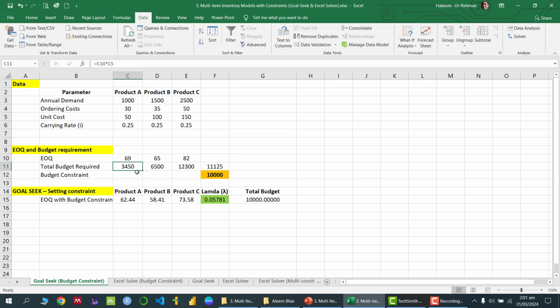So against that we can find out 69 multiplied by the unit cost, which is 50. That is C10, this 69 multiplied by this 50, which is the total budget required for product A. Similarly for product B, similarly for product C.